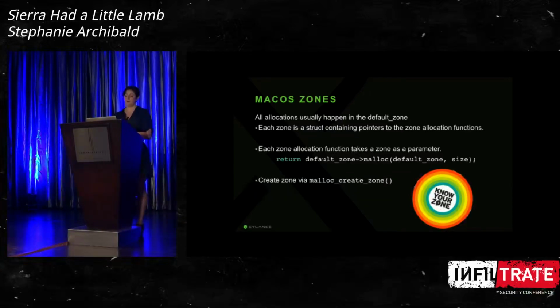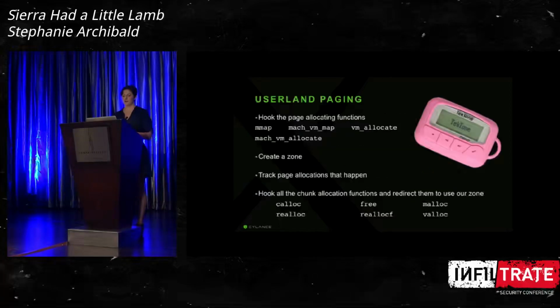You can create your own zone via malloc_create_zone, which is really useful because then in our hooked functions we can pretty much just hook all of the page allocation functions, so we know those are whole pages, so we can sort of copy those in and out at will. Create a zone, and then any of the pages that get allocated for that zone will automatically be added to our copy in, copy out structs that we have already set up. Track all of the page allocations that happen.